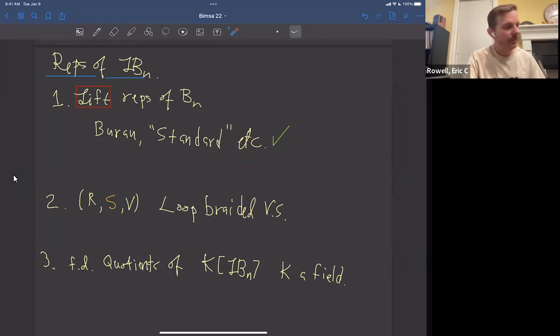Another kind of lift would be if you have a solution to the Yang-Baxter equation, R, then you might ask for an S, so that when you define R i's and S i's in the same way as we did before, they satisfy all the relations. That's a kind of lift as well, but a slightly different or more specific way. And then another approach, all of this influenced by our knowledge of the braid group itself, is you could ask about finite dimensional quotients of the group algebra of the loop braid group.